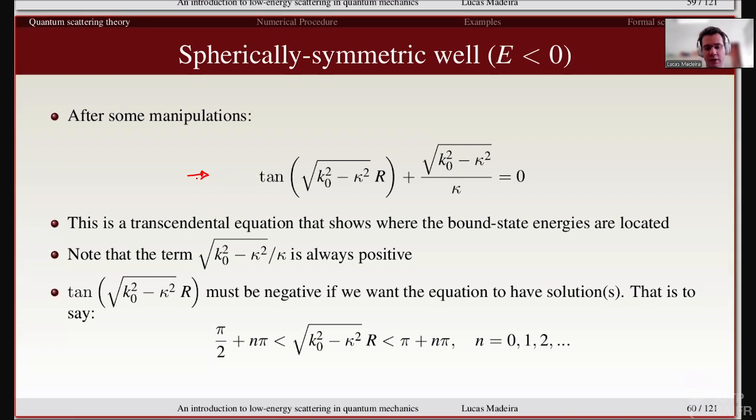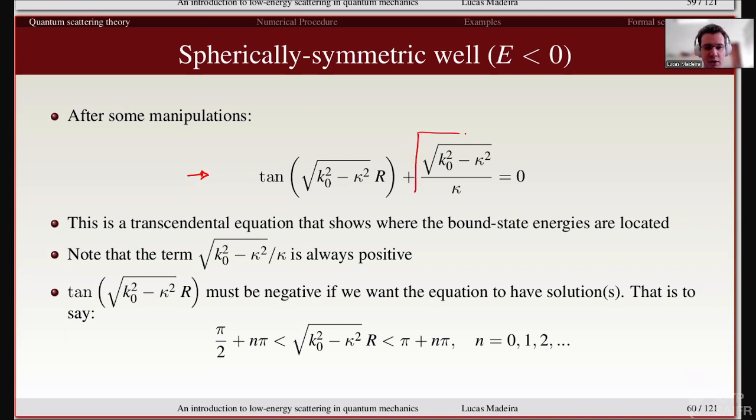That's not as easy as the case where we had the positive energy, the scattering states, because here this equation is transcendental, right? We have kappa appearing inside the arguments of this tangent here, inside that square root over there. So we cannot solve this analytically. However, it's very easy to solve this numerically. So if we wanted to solve this numerically, we just have to plot these two functions here and see where they intersect, okay? But even though we cannot solve this analytically, we can still get some information out of this equation.